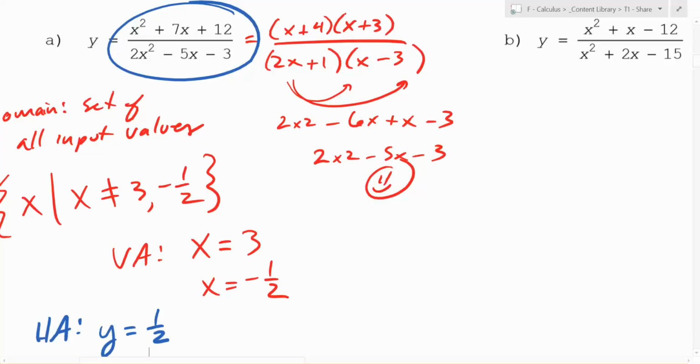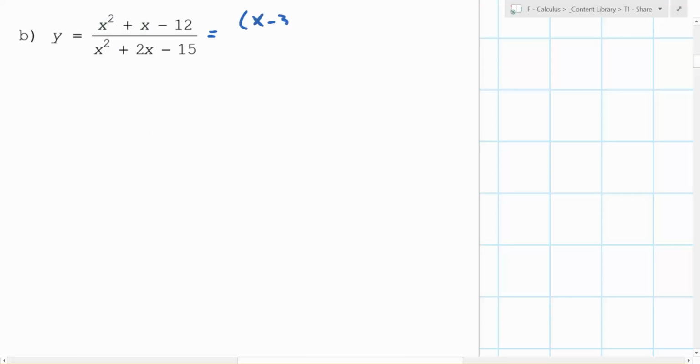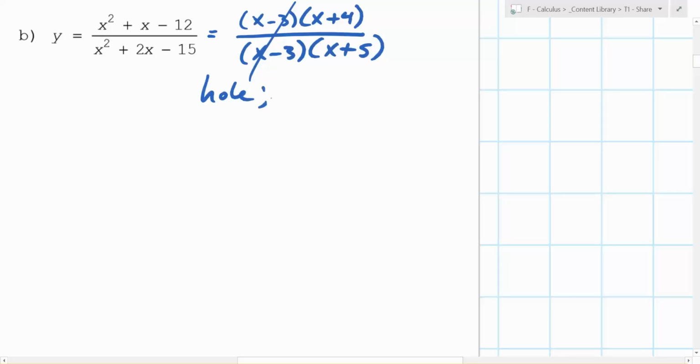That's totally it. x minus 3 times x plus 4. Bingo. What's the bottom become? x minus 3 and x plus 5. Nice. So does something cancel? x minus 3. So that means you're going to have a hole. Where are you going to have a hole? What's the x value? 3. And then you plug 3 into the other. And what do you get for the y value? 7/8. Bingo. Nice. Now we're not done.